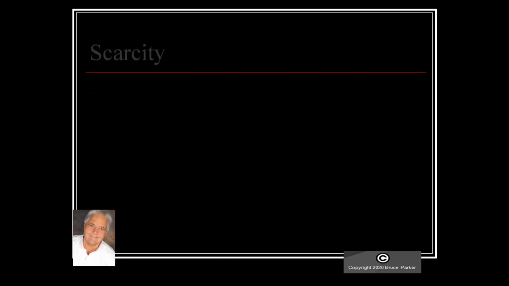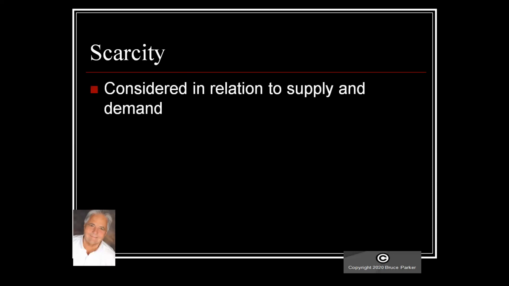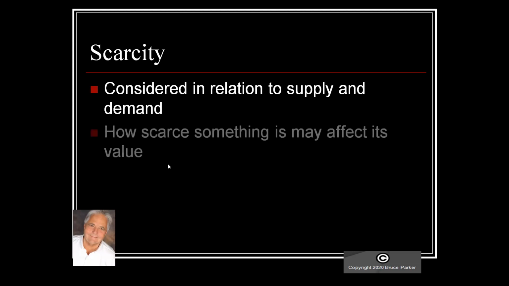The next one is scarcity. Scarcity is in relationship to supply and demand. The greater the supply, the less pricing will go up. The lower the supply, the more prices will go up. And right now we have a very, very low inventory, very few houses on the market. Our supply is way down, therefore prices are going up. So scarcity is considered in relation to supply and demand. How scarce something is may affect its value.